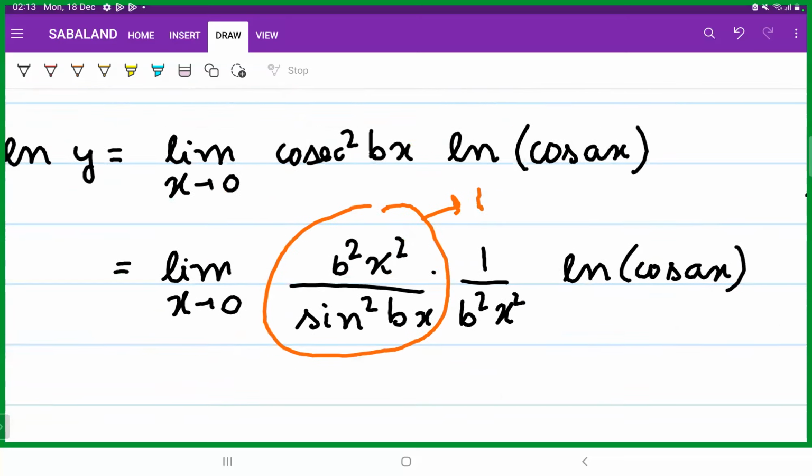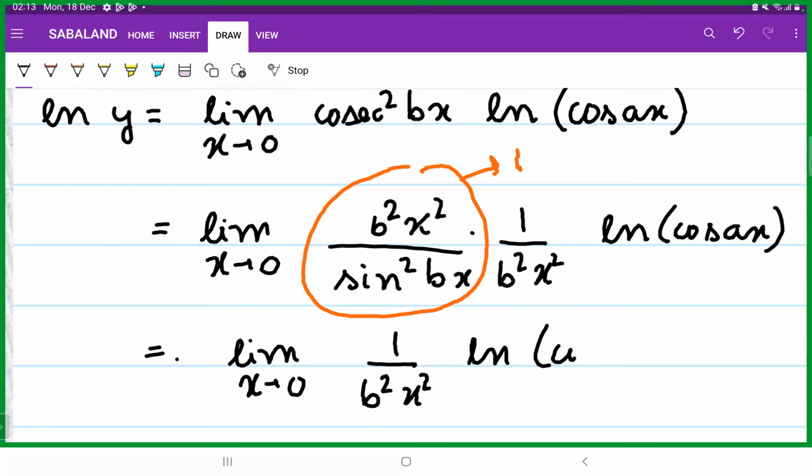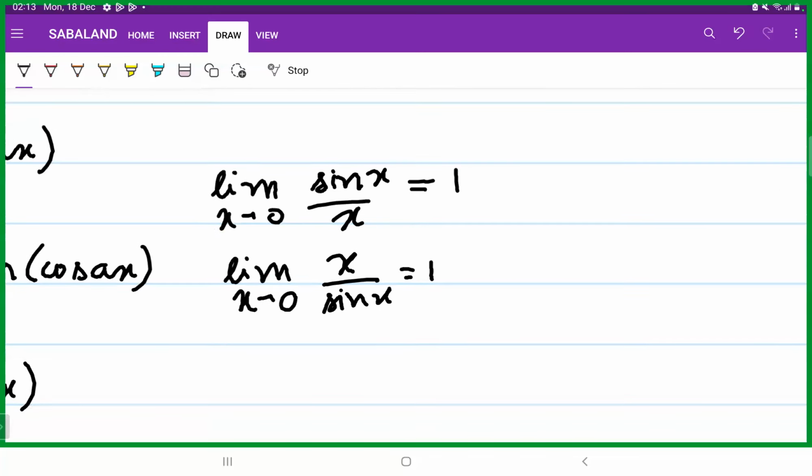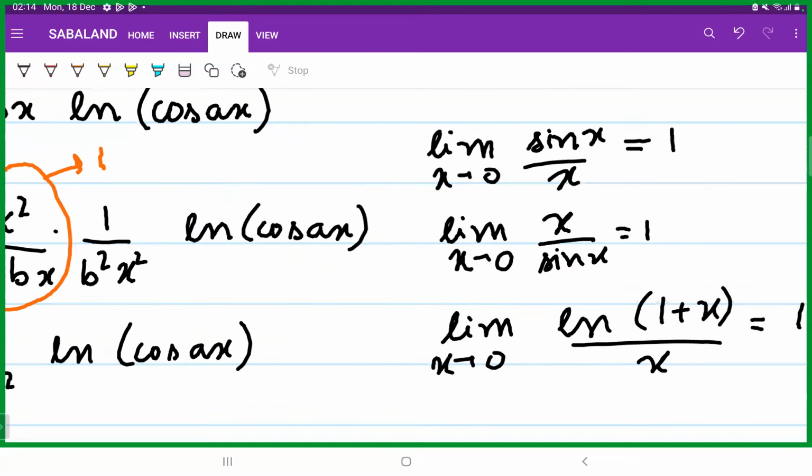So yeah, we can now reduce this expression to limit x tends to 0, 1 by b square x square, natural log of cos ax. Now we are aware of the fact that limit x tends to 0 ln(1 plus x) by x is equal to 1. We are aware of this, right? Where x tends to 0.